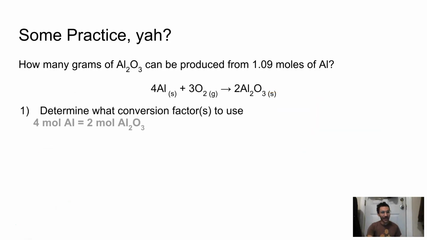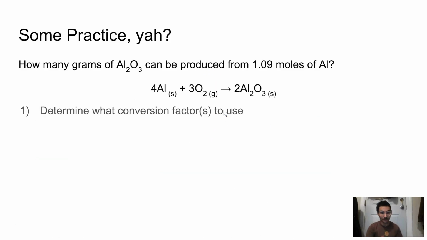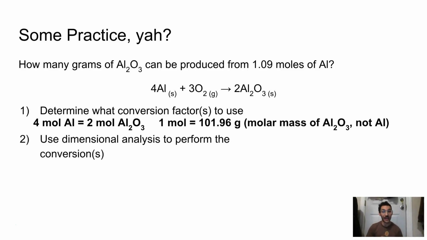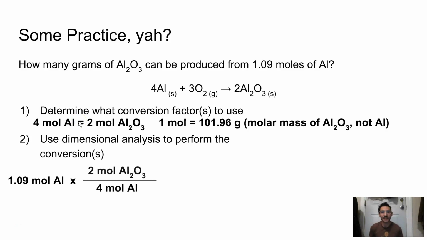So I determine which conversion factors to use. We're going to need to use that balanced chemical equation to convert from aluminum to aluminum oxide, and I'm going to need the molar mass. But wait, whose molar mass do I use? Well, because it's on our unknown side, we're going to use the molar mass of our unknown, aluminum oxide. So I have my two conversion factors. I'm ready to set up my dimensional analysis. So I will do my 1.09 moles of aluminum. My first step was to convert to moles of aluminum oxide. So I will set that up. I will use this conversion factor and get rid of moles of aluminum and change that to moles of aluminum oxide.